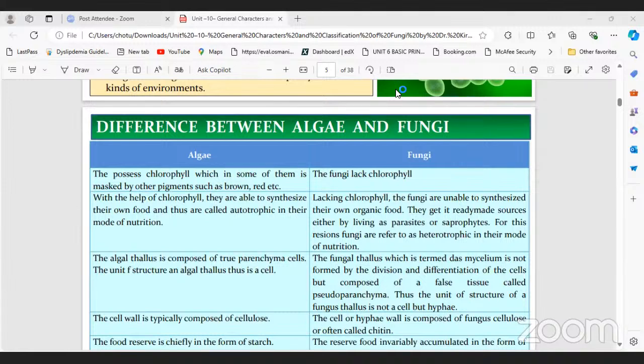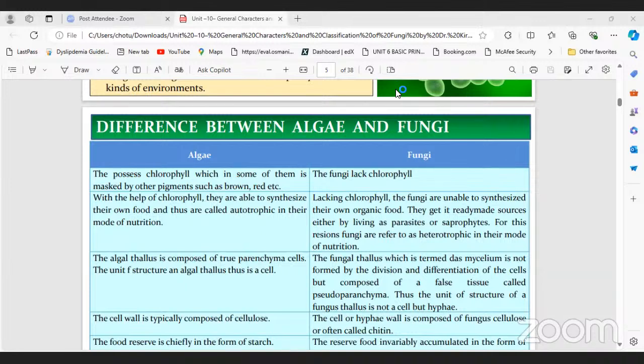Another one. Second character: with the help of chlorophyll, they are able to synthesize their own food, and that is called autotrophism in their mode of nutrition. They prepare their own food material in algae. But you can observe that in the fungi chlorophyll is lacking. Absent chlorophyll, no? That's why the fungi are unable to synthesize their own organic food. So they get ready-made food, either by living as parasites or saprophytes. Why? The fungi can't prepare their own food material. That's why they live by either parasitism or saprophytism.